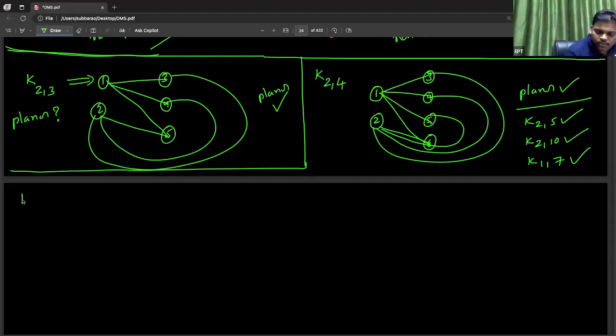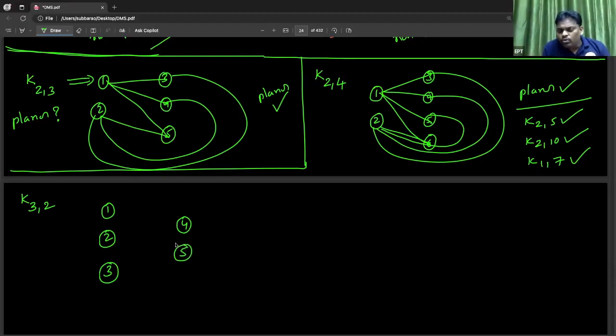See the story. What about K3,2? Listen everyone now. What about K3,2? See the answer. K3,2. 1, 2, 3, 4, and 5. Can you help me now? K3,2 and K2,3, both are same. Am I right? K2,3, K3,2, both are same or not?